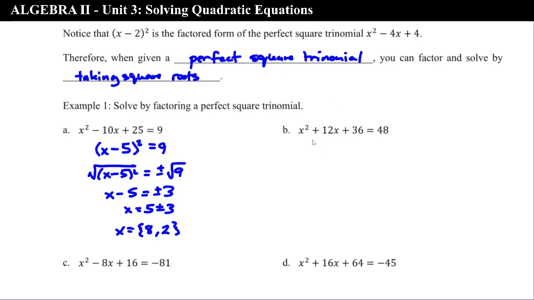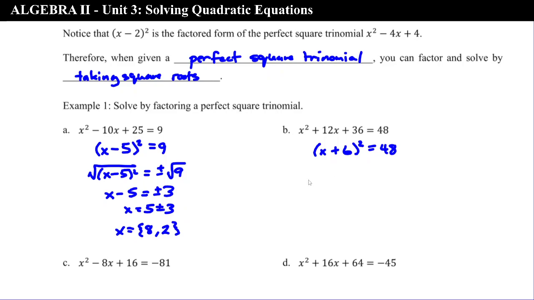If we go over to b here, x squared is a perfect square, 36 is a perfect square. When you take the square roots of those two terms, you get x and 6, and 6x times 2 is 12x. So it is a perfect square, so we take the square root of the first, square root of the last. Our middle term is positive, and that's how you factor it.